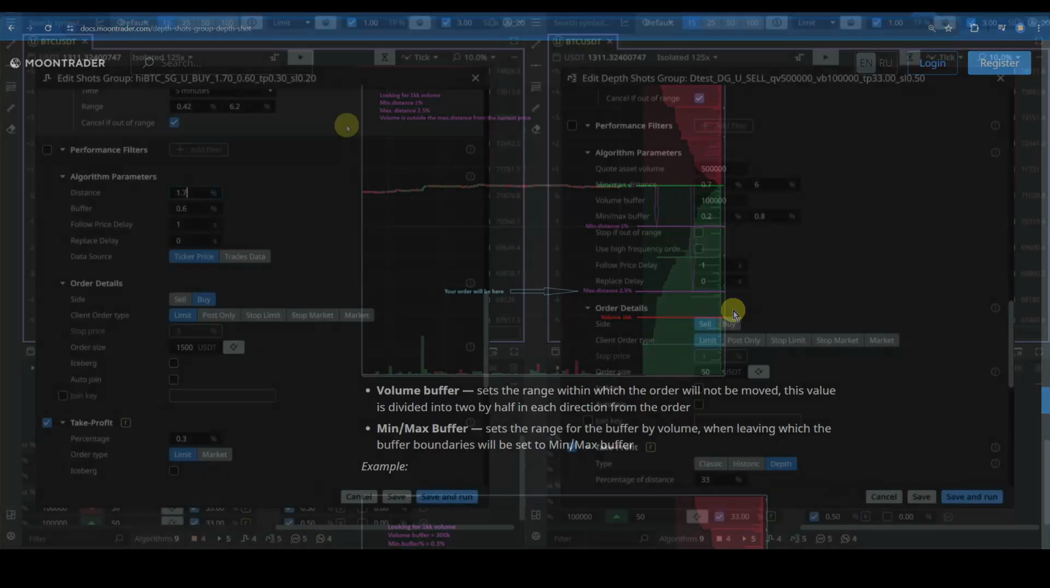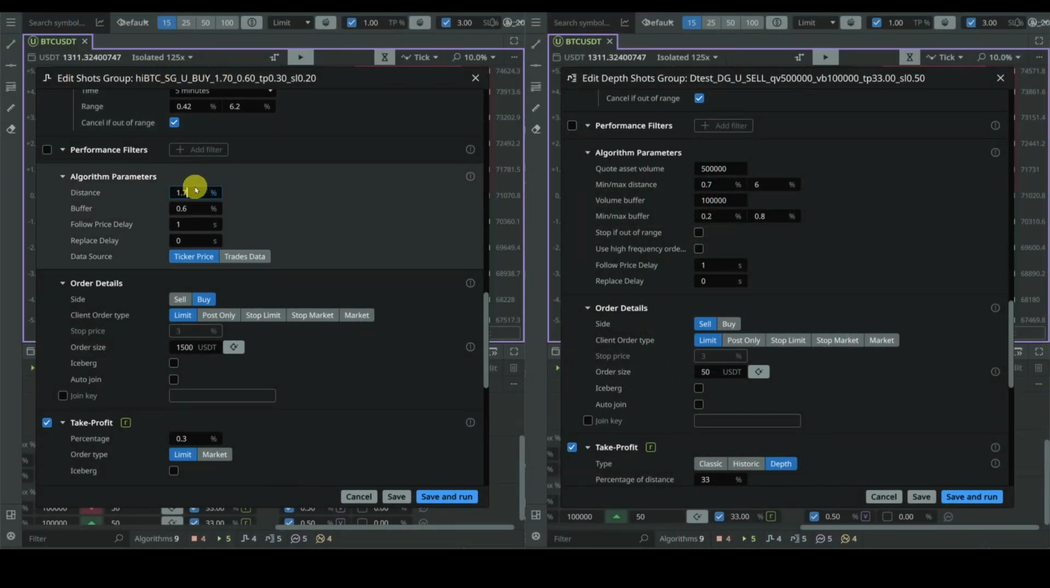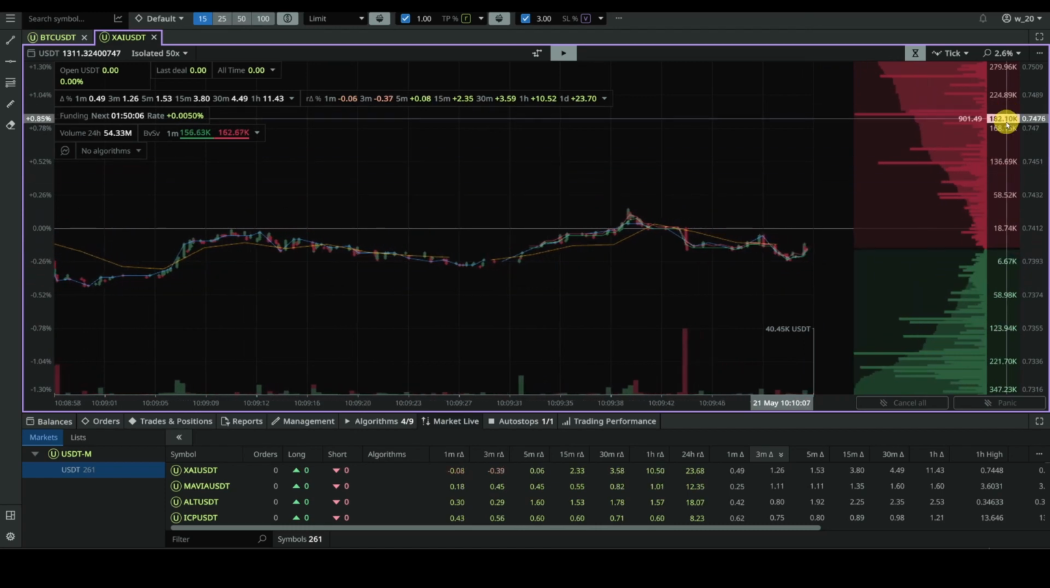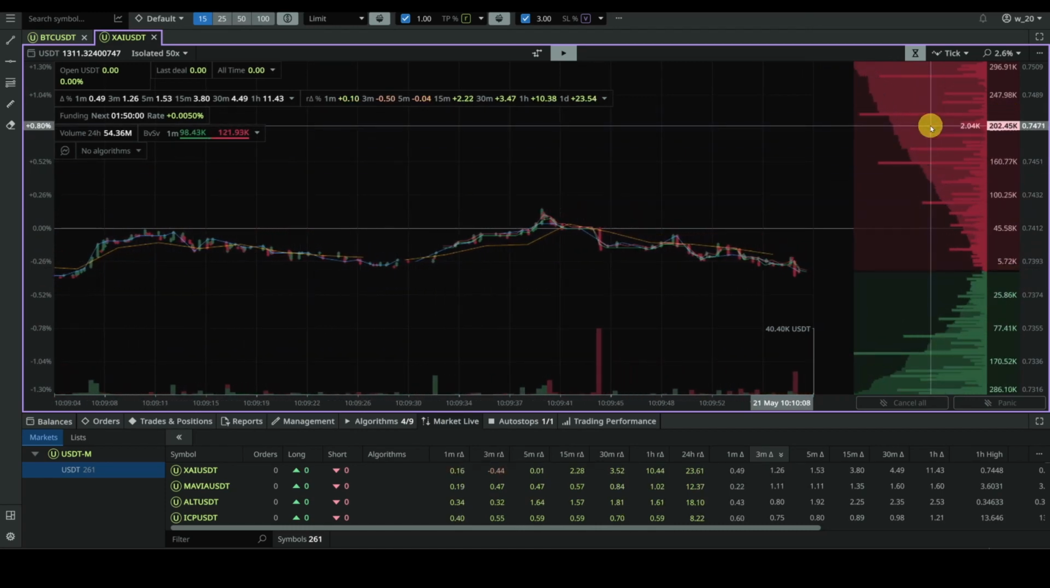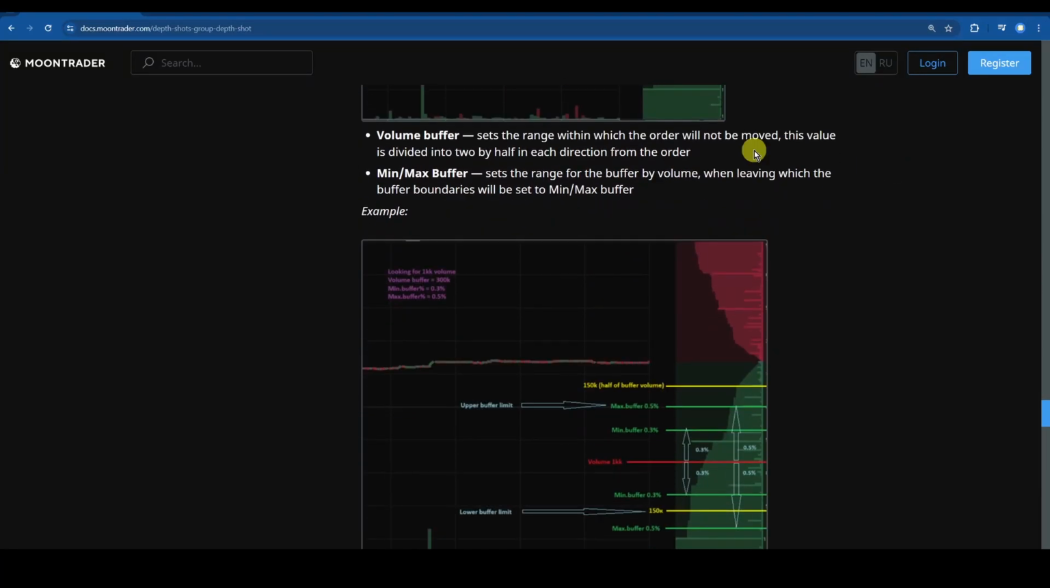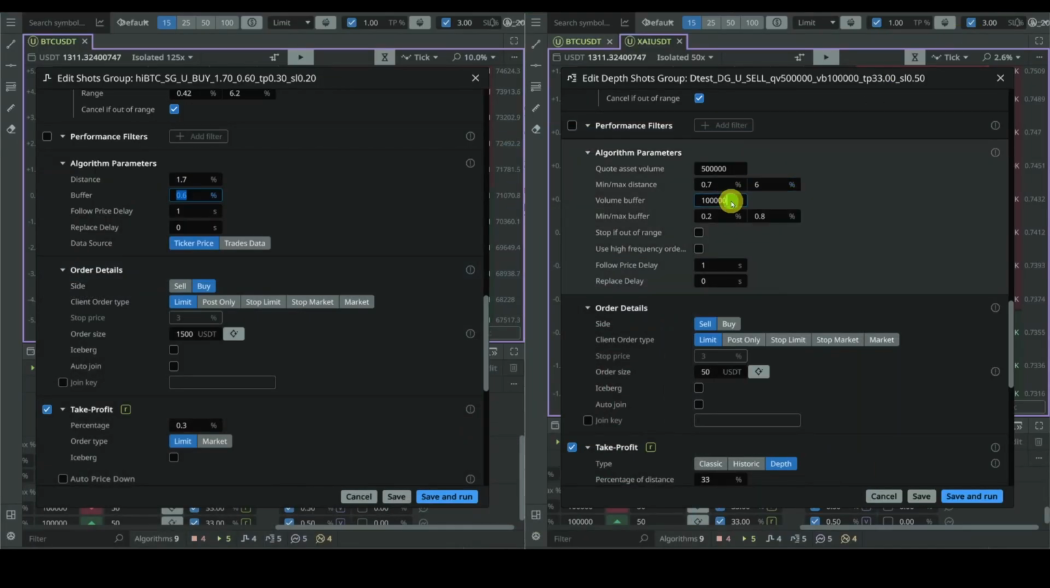For starters, in depth shots, there is no such thing as a set distance for your orders. The distance is variable, depending on the state of the order book. And to define the allowable boundaries for, and the sensitivity of this variability, Moontrader uses something that I could only call a dual buffer or a two-component buffer. Maybe there's something wrong with me, but I find it much harder to understand than the simple percentage buffer in regular shots. More on that in a little bit.